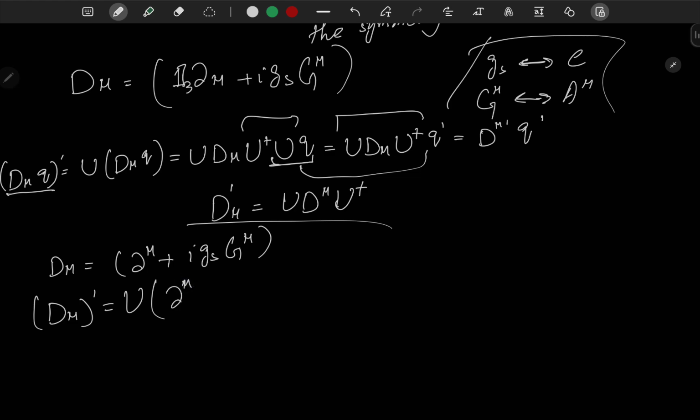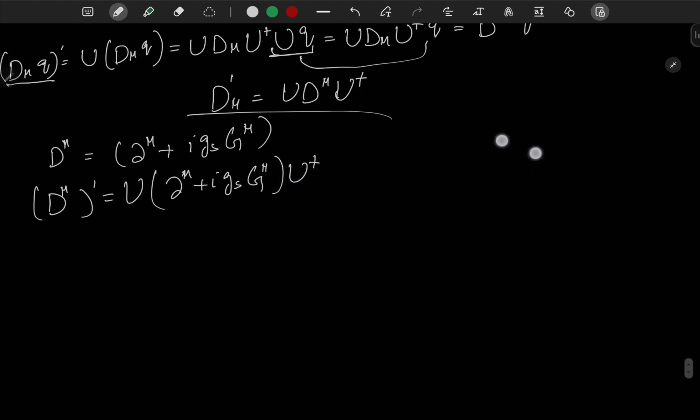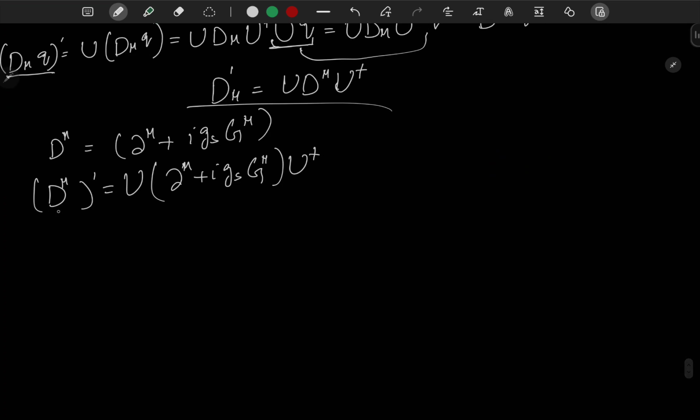So all of a sudden I started using the upper transcripts. So from now on I'm going to use the upper transcripts to make a distinction. g_s G mu of U dagger. Okay, so this thing right here is simply d mu plus iota g_s G prime of mu, because we're writing the transformed version. Sorry.